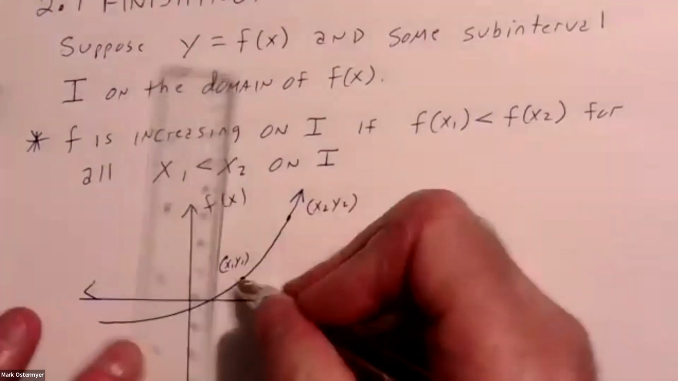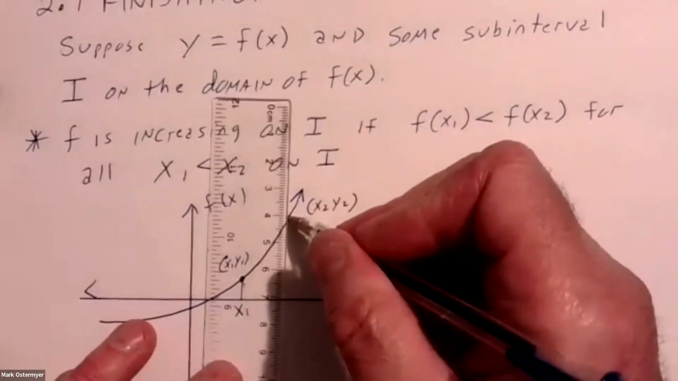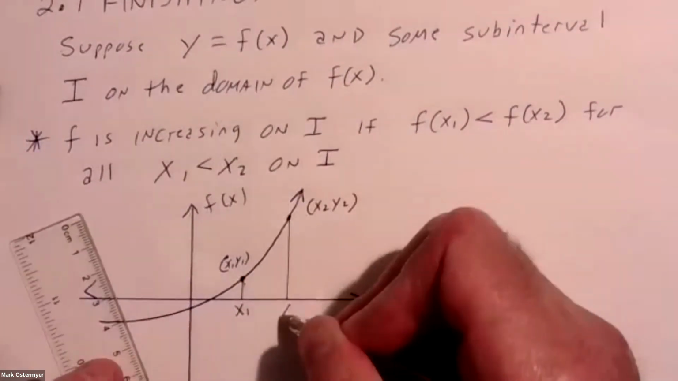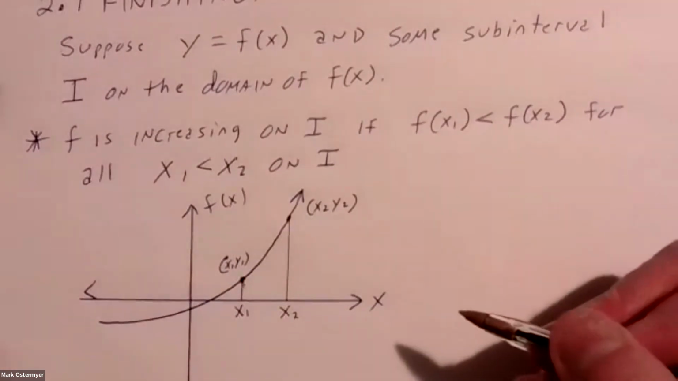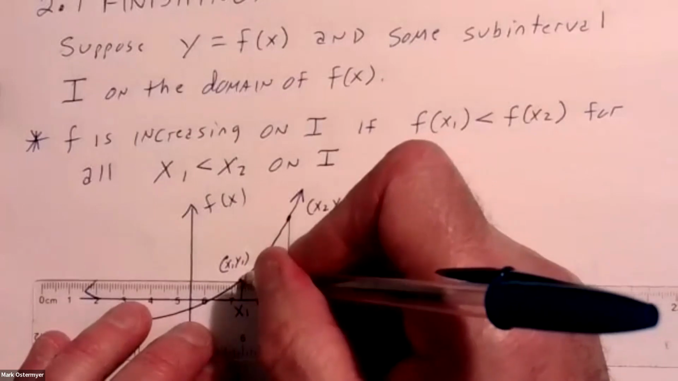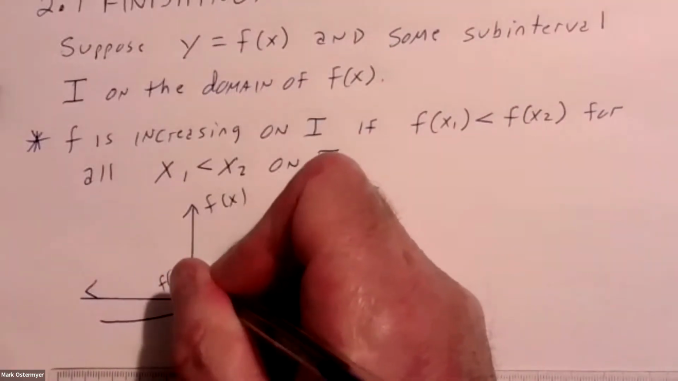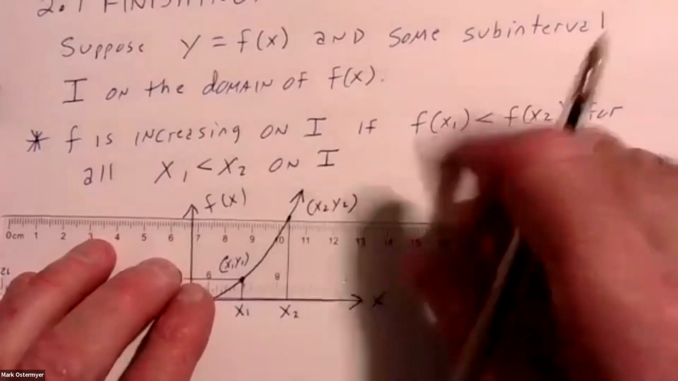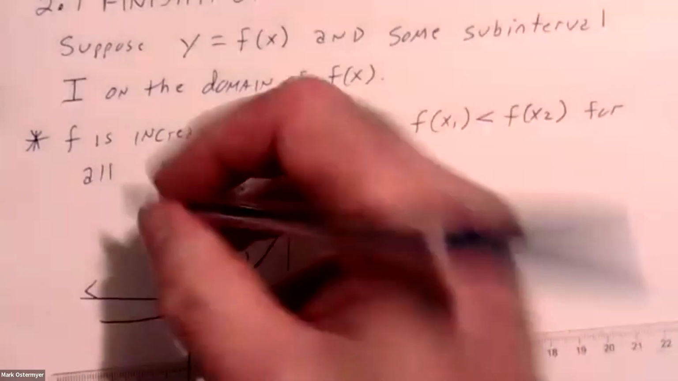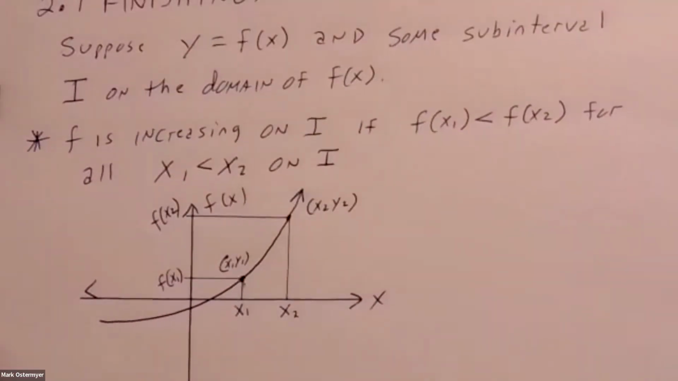If I project this point down to the x-axis, I hit the tick mark x sub 1. If I project this point down vertically to the x-axis, I strike the tick mark x sub 2. If I project this tick mark horizontally back to the y-axis, I strike f of x sub 1. If I project this horizontally back to the y-axis, I strike f of x sub 2. We understand this graph so far.